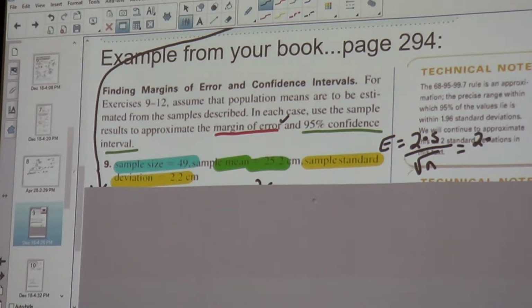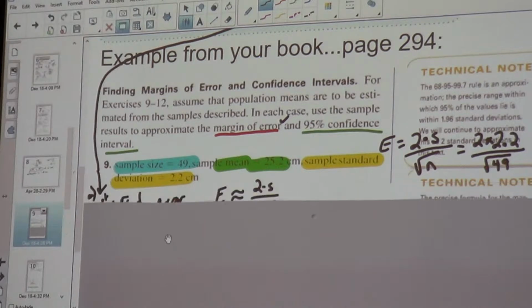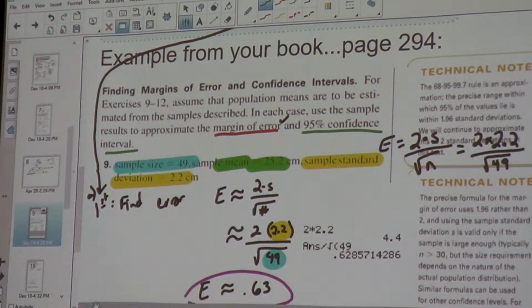So it's going to be 2 times, what's my standard deviation of this class? 2.2. And how big is the group? 49. So I go to my calculator, and I'm going to do 2 times 2.2 divided by, and we talked about it last time, but just in case you forgot, the square root button is above the squared button. So we're going to do second square root of 49. So my error, and MyMathLab will tell you what to round it to, I rounded it to 0.63. So my error is going to be 0.63.